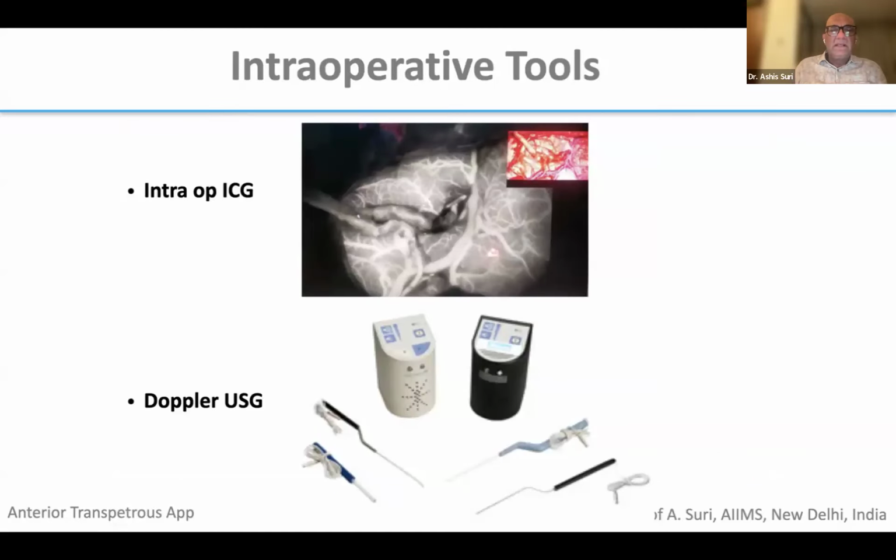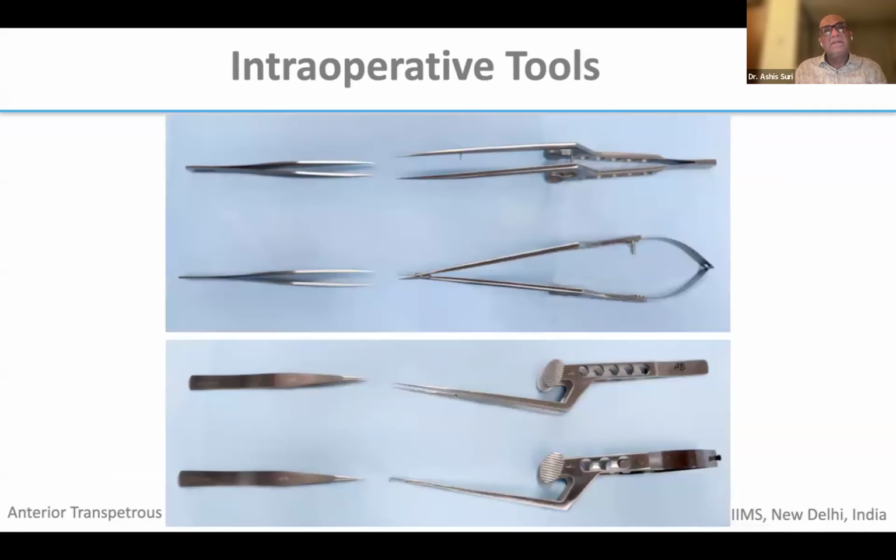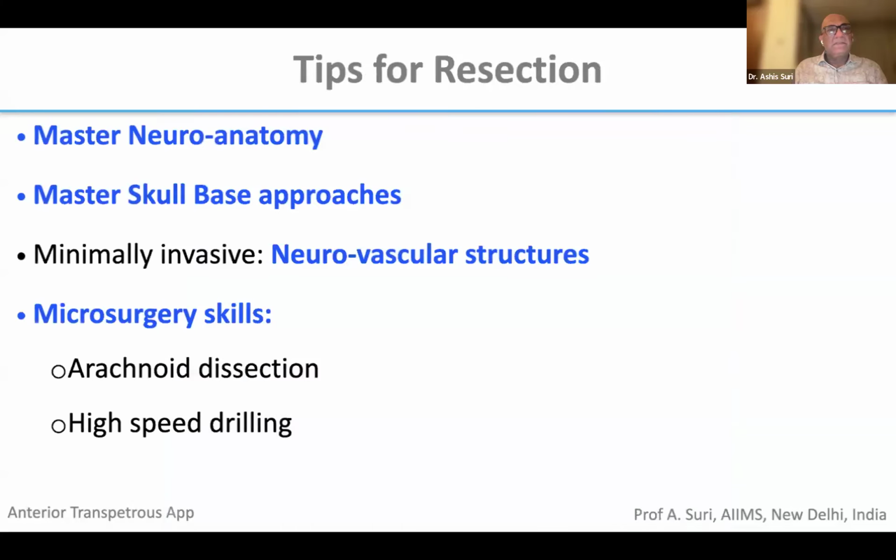So important tools. I always keep the ICG ready, to make sure that the basilar and the PCA are patent, but I may not use it unless it's an aneurysm. Doppler is a must. Forceps, small, big are must. So tips for dissection: master neuroanatomy, skull-base approaches, minimal invasiveness to the neurovascular structures. Bone flap is not so important. Skin incision is not so important here.